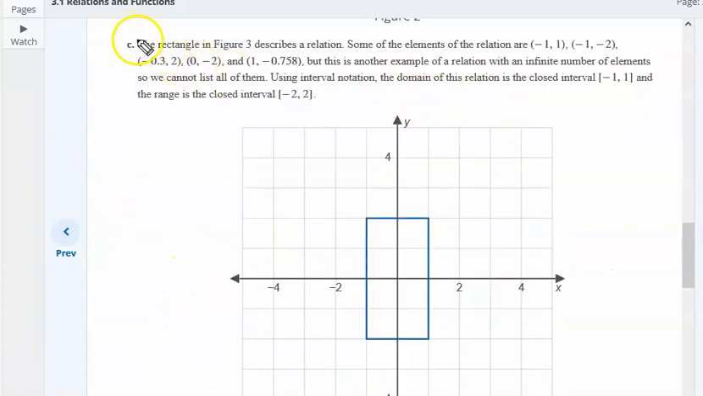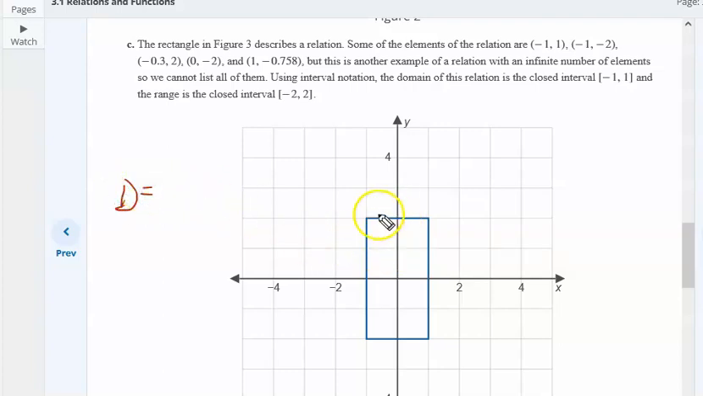In example C, we have this rectangle defined by these points. It's a parallelogram. And we're wondering, what would the domain of this be?